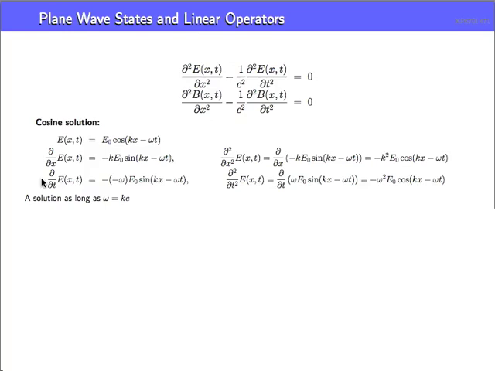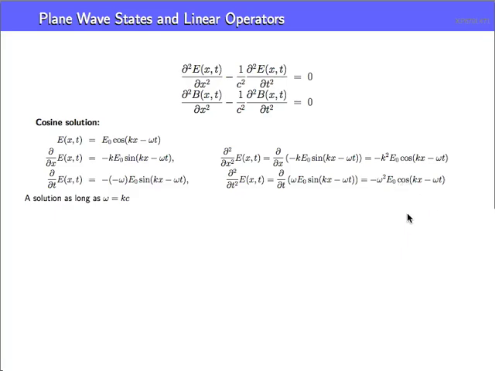For the time component, we take one time derivative, we get a negative sine, and we pull out a minus omega, so that's positive. We take a second derivative with respect to time, we get minus omega squared times the original electric field component. And we see those are essentially the two sides of this equation. This is a solution as long as omega is equal to kc. So if omega is equal to kc, then this will satisfy this equation. So that's the simple cosine or sine, with a phase factor, solution to this equation.